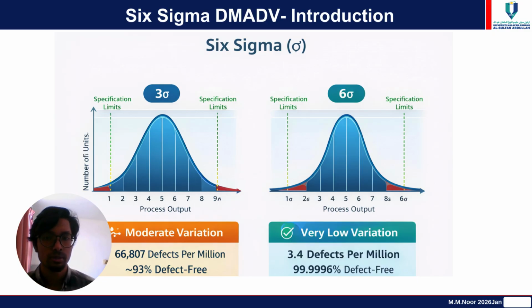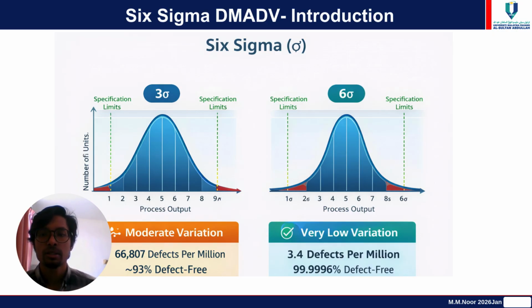The goal is simple but ambitious: 3.4 defects per million opportunities, which translates to being 99.9996% defect free. You might ask, is 99% accuracy enough in high value operations? The answer is no. 99% accuracy would mean thousands of failures every day. Six Sigma aims for a near perfect standard where failure is extremely rare.